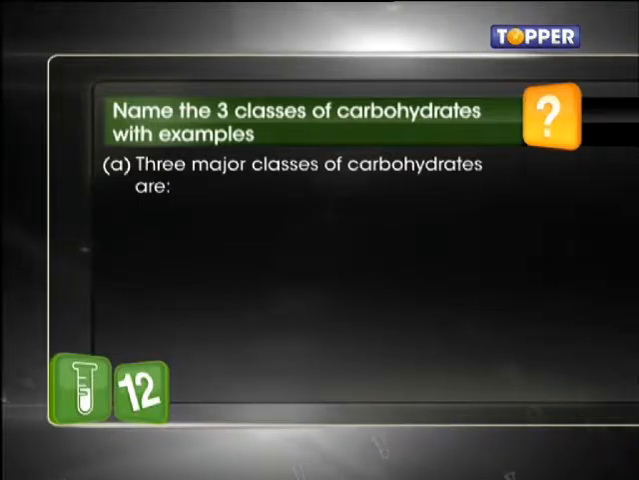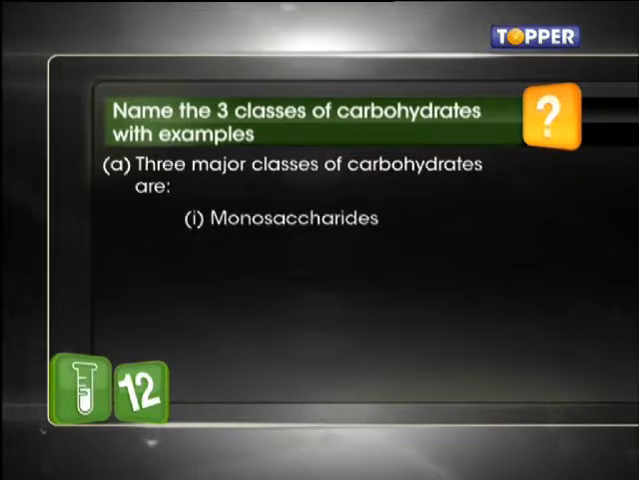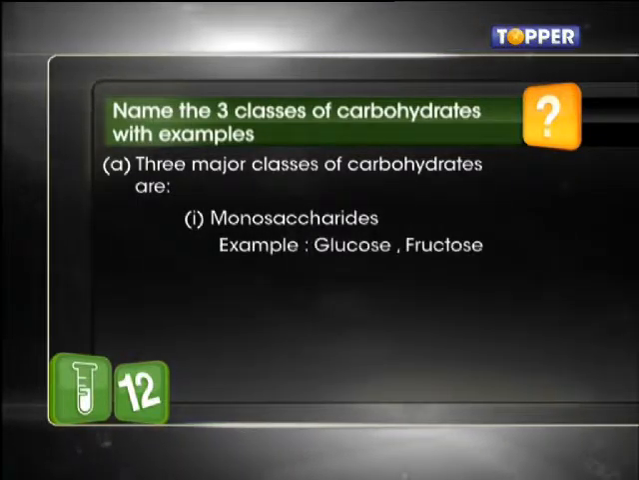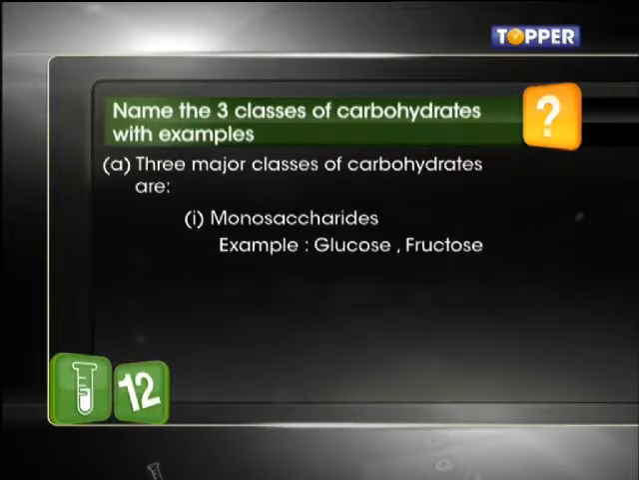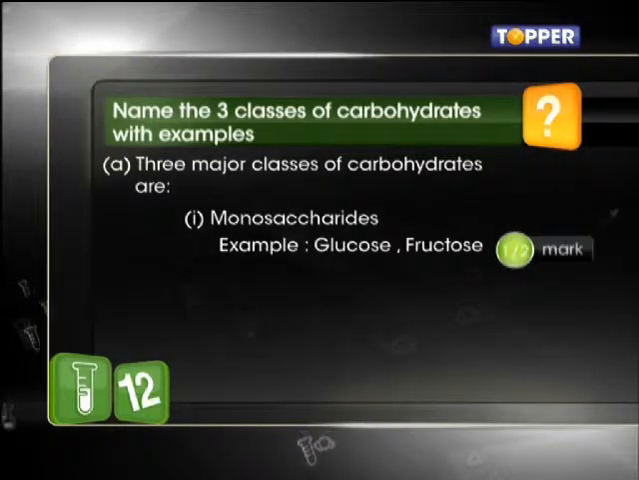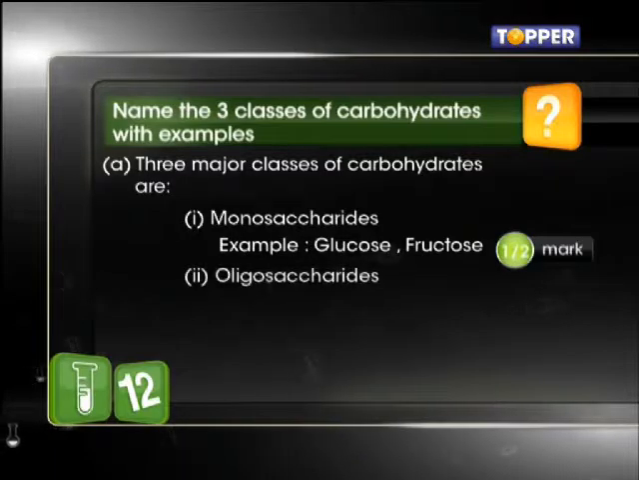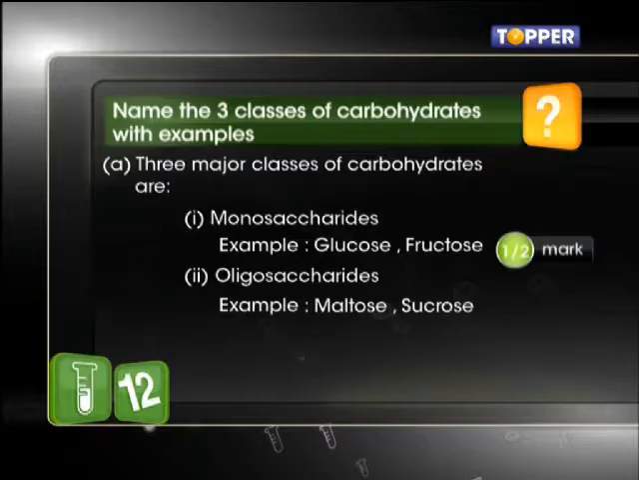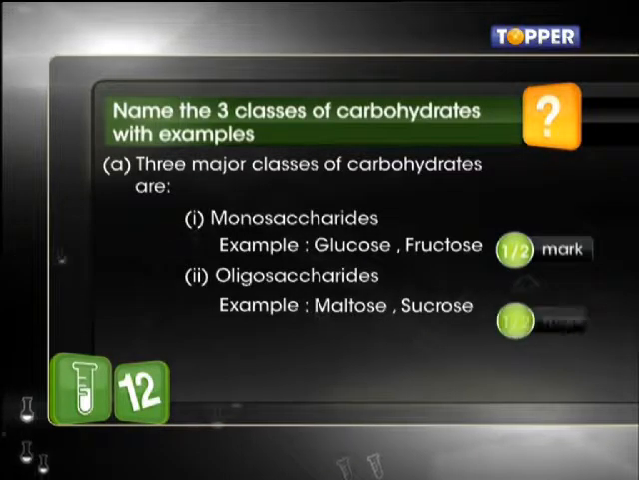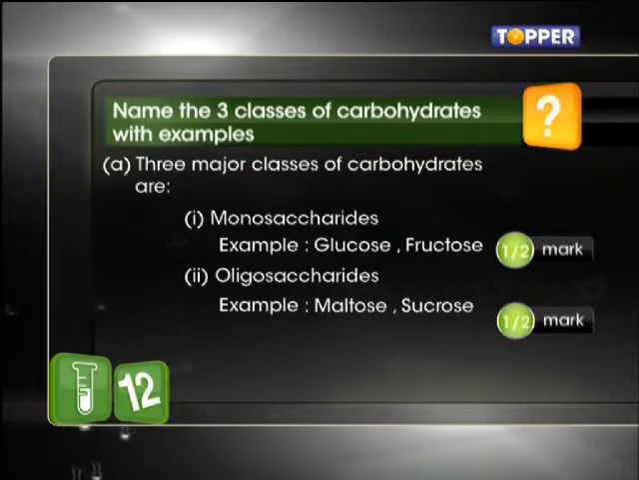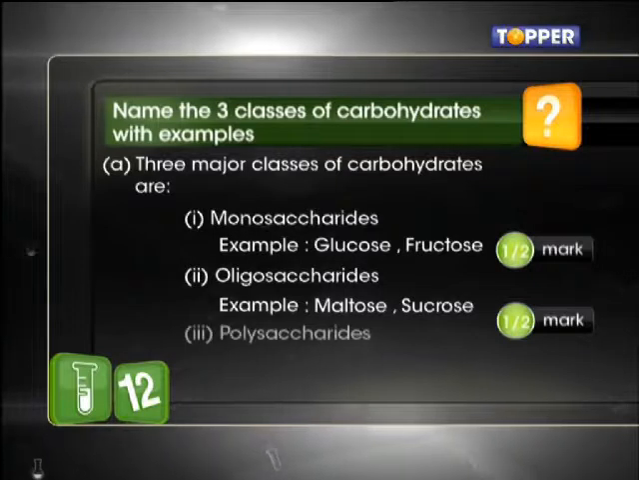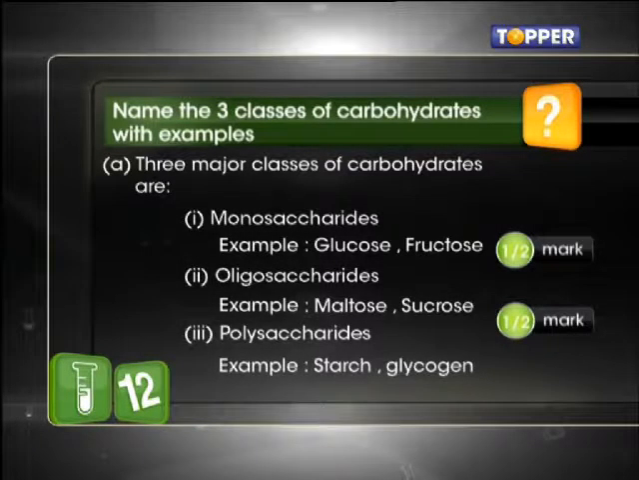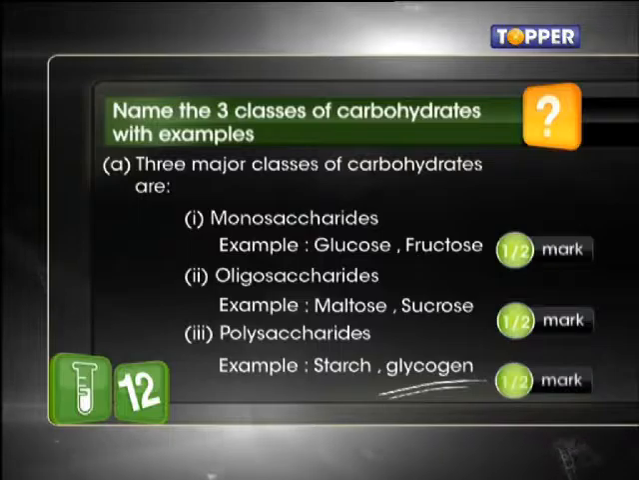The 3 major classes of carbohydrates are 1. Monosaccharides, examples of which are glucose and fructose. 2. Oligosaccharides, examples of which are maltose and sucrose. And 3. Polysaccharides, such as starch and glycogen.